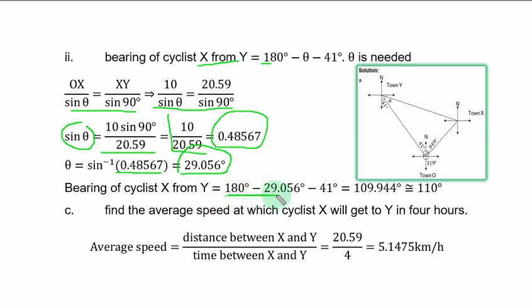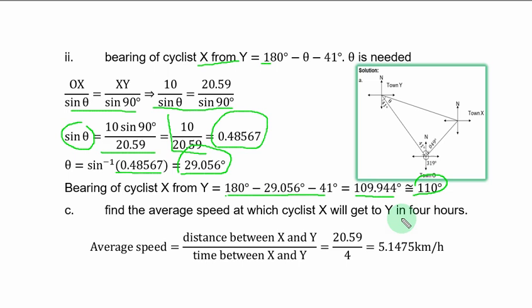Therefore, the bearing of cyclist S from Y is equal to 180 degrees minus theta, where theta is 29.056 degrees, minus 41 degrees, and that gives 109.944 degrees. To the nearest whole number, you have 110 degrees.